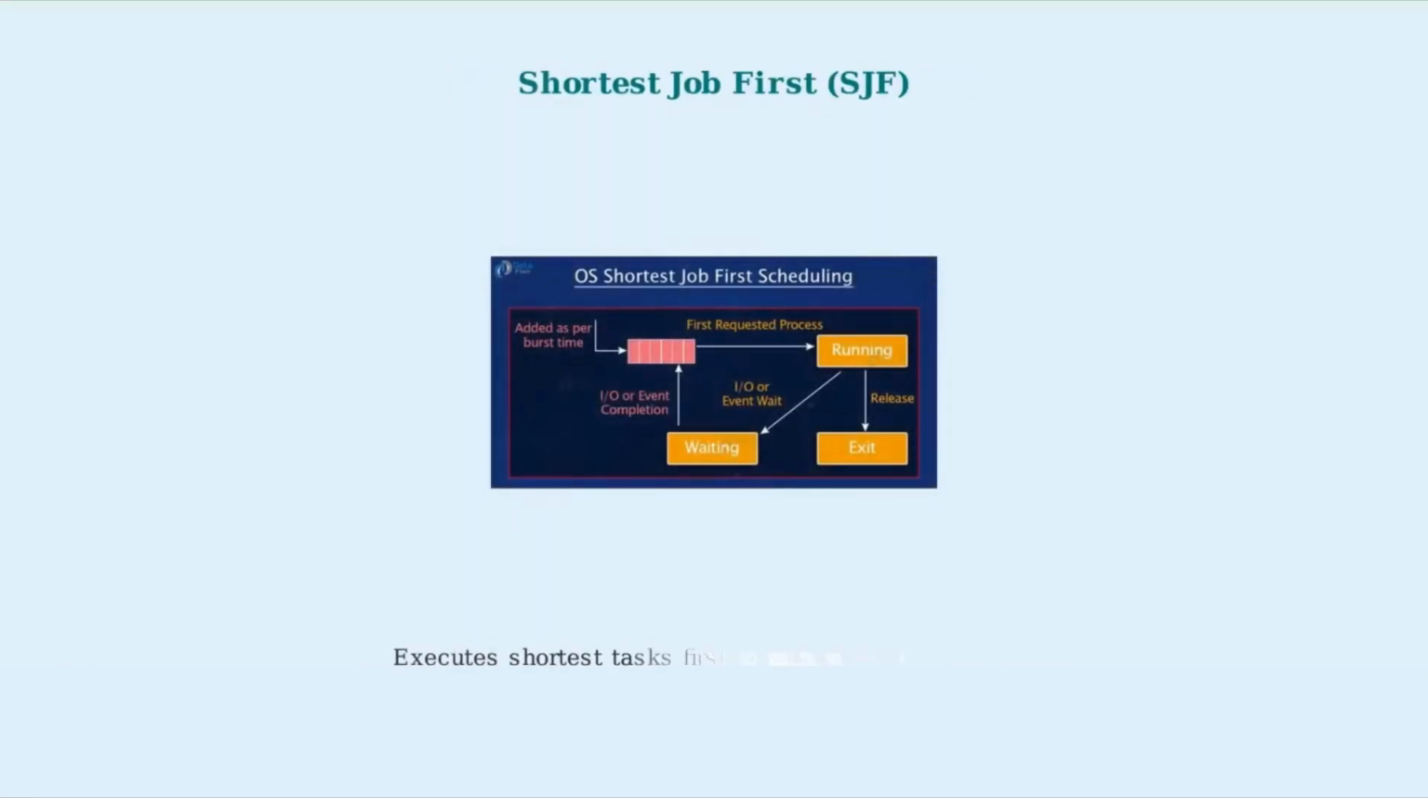Shortest job first scheduling prioritizes tasks with the smallest execution time. This minimizes average waiting time, but requires knowing how long each task will take, which is often impossible to predict accurately. Round-robin scheduling is one of the most important algorithms in modern operating systems. It divides CPU time into equal time slices, typically measured in milliseconds. Each task gets its fair share of processing time, preventing any single task from monopolizing the CPU.